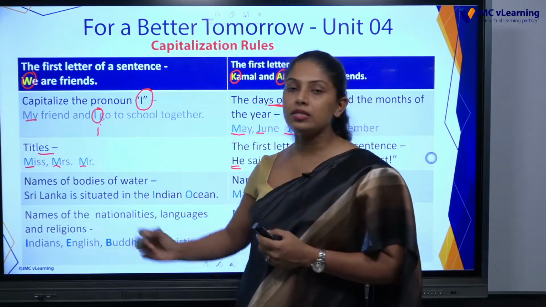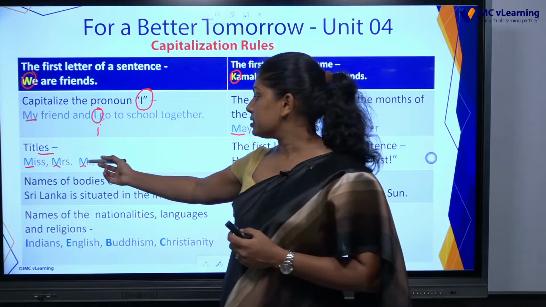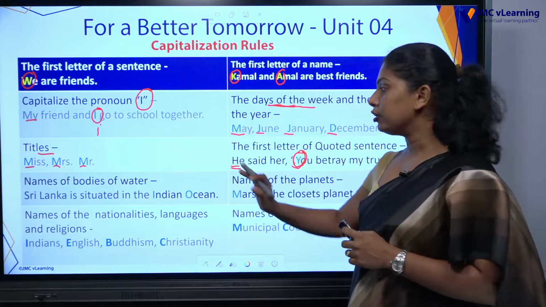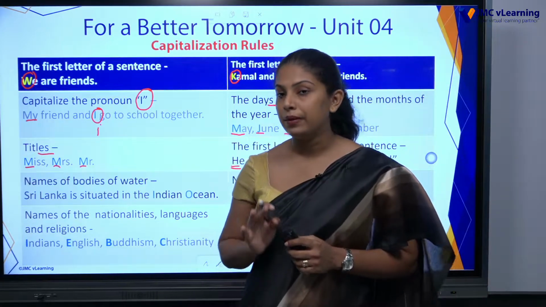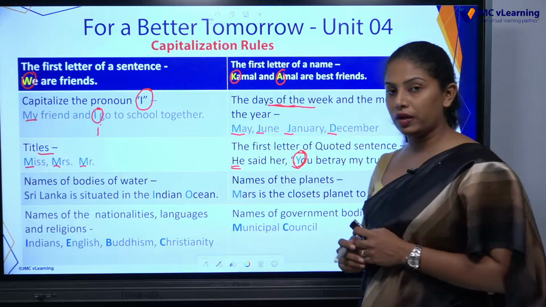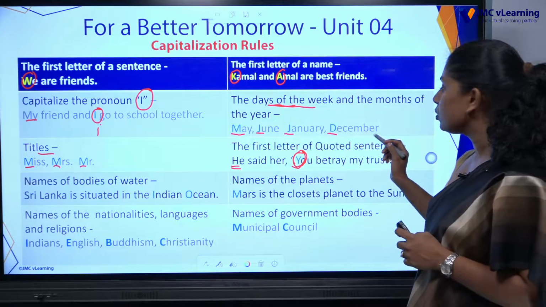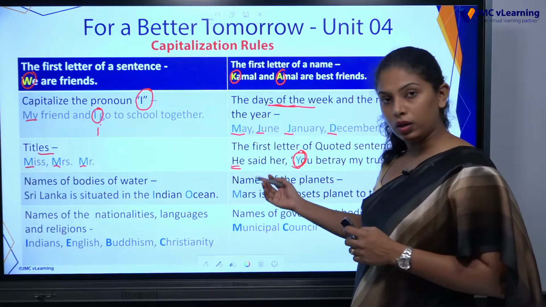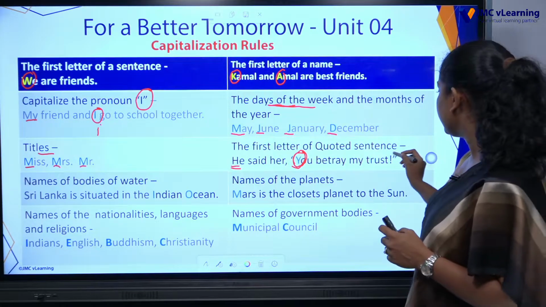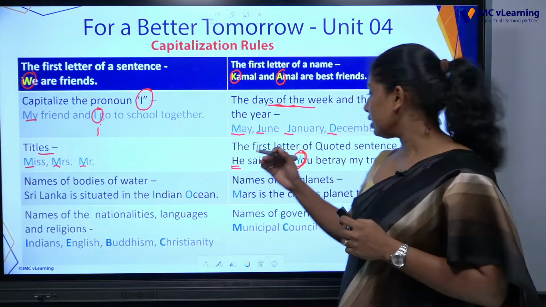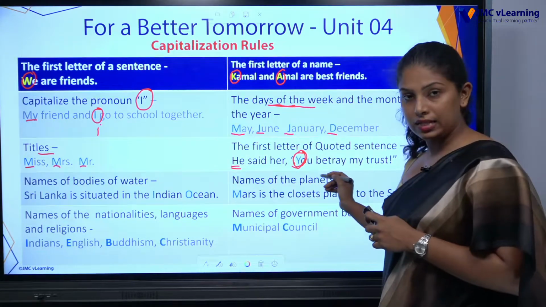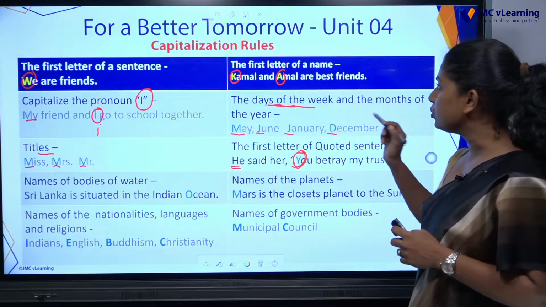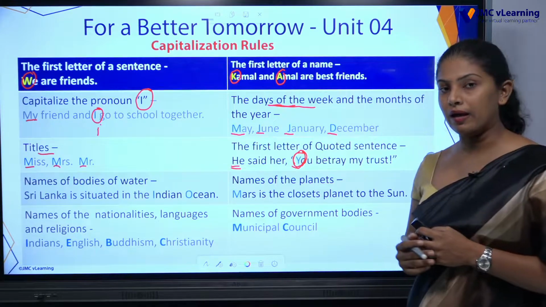Then when we are writing the titles, Miss, Mrs., Mr., Doctor, the first letter must be in capital. You can never use it as a simple letter. Then the last one what we have learnt is the first letter of a quoted sentence. In a direct speech, we are writing he said, he told, like that. Then after that we are starting a quoted sentence. So even if this is started in the middle of a sentence, the first letter should be a capital letter. So those are the 6 capitalization rules we have learned.